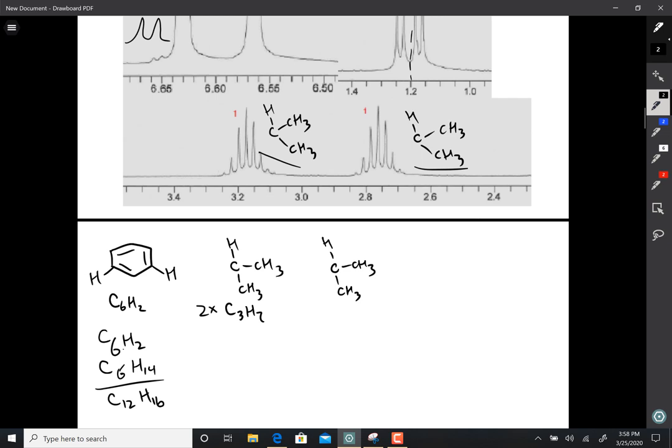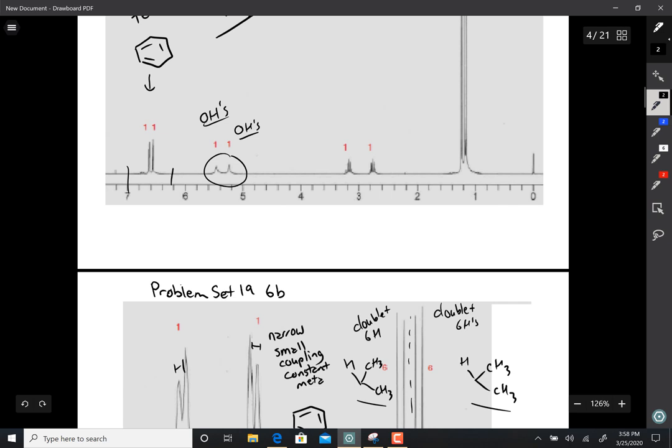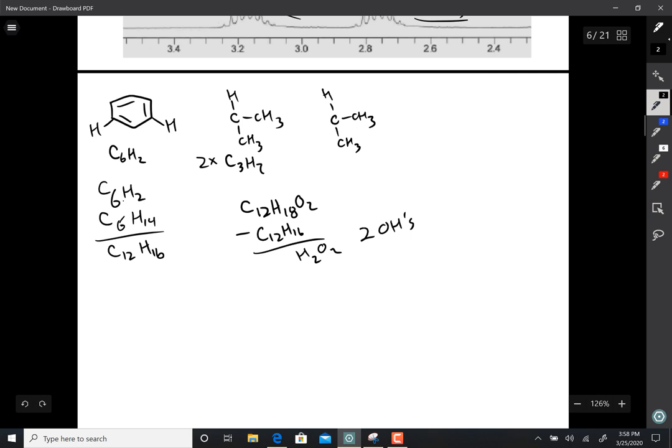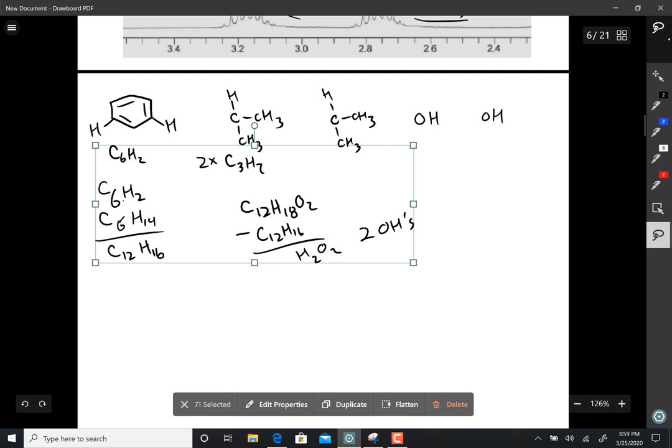Our formula is C12H18O2. Subtract these, C12H16, and we get H2O2, or another way to think about it is two OHs, and that's confirmed by these broad peaks right here. So, these are our fragments. Go ahead and pause this video and try to figure out how these fragments fit together as a whole.